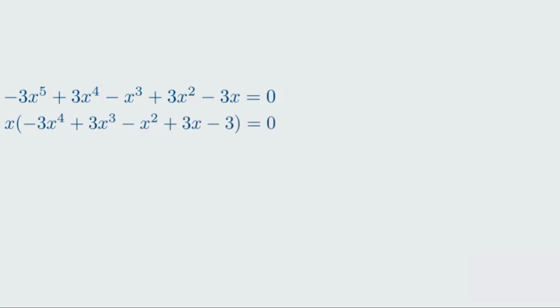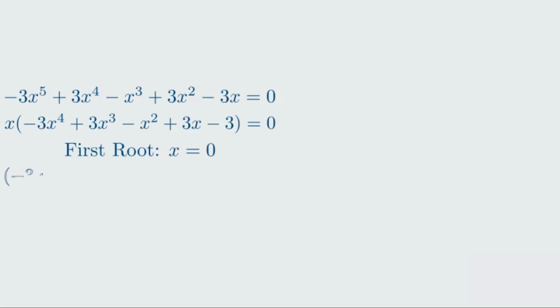From this, we can immediately identify one of the roots. For this product to be 0, either x is 0 or the expression in the parentheses is 0. So our first root is x equals 0. We've found 1. Now we need to solve the quartic equation. Negative 3x to the fourth plus 3x cubed minus x squared plus 3x minus 3 equals 0. We can factor this by grouping.